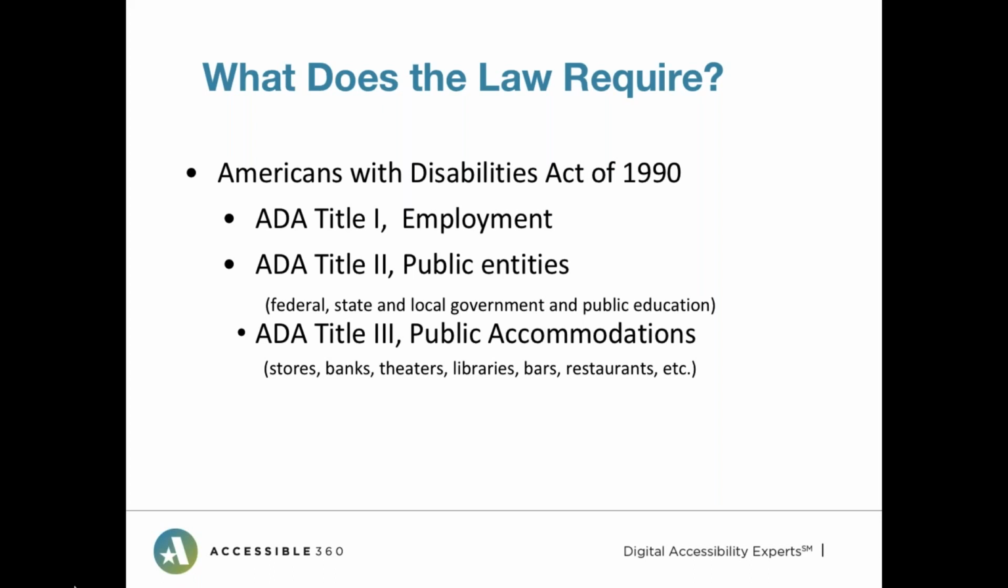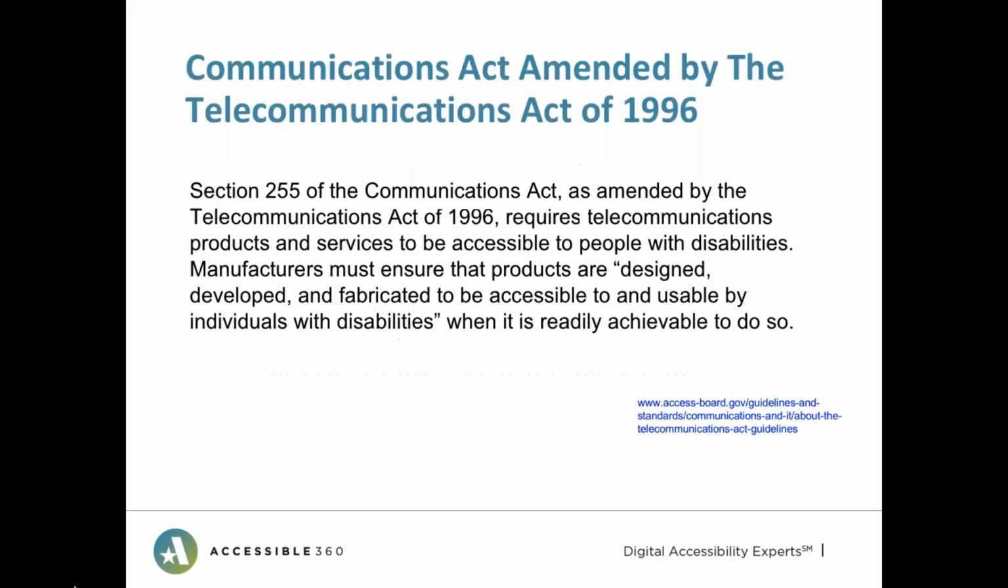Title II are public entities. Again, those federal, state, and local governments and any public education. And then realtors fall into, and real estate agent companies fall into the Title III public accommodations: stores, banks, theaters, libraries, bars, restaurants, etc. Any of your offices, mortgage companies, any of that kind of thing. Now, Title III has a few more details in it, but let me first round out a couple of additional ones.